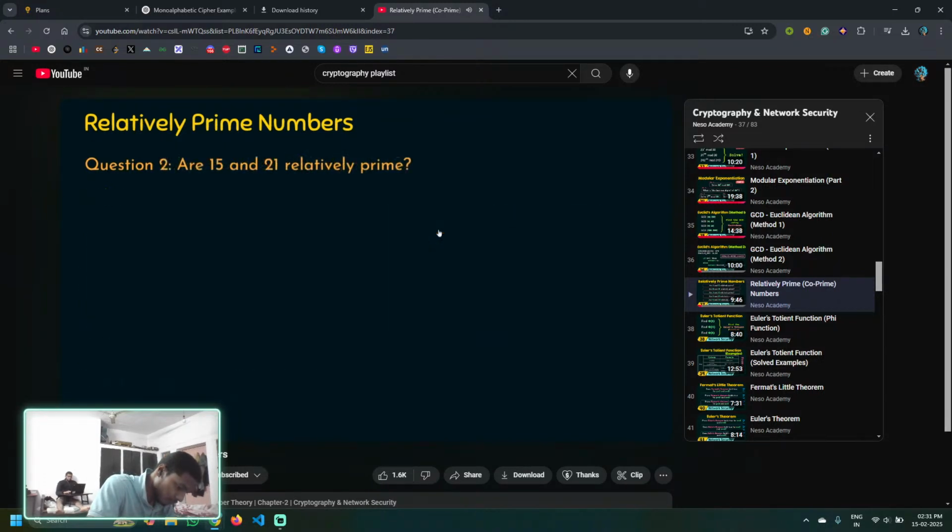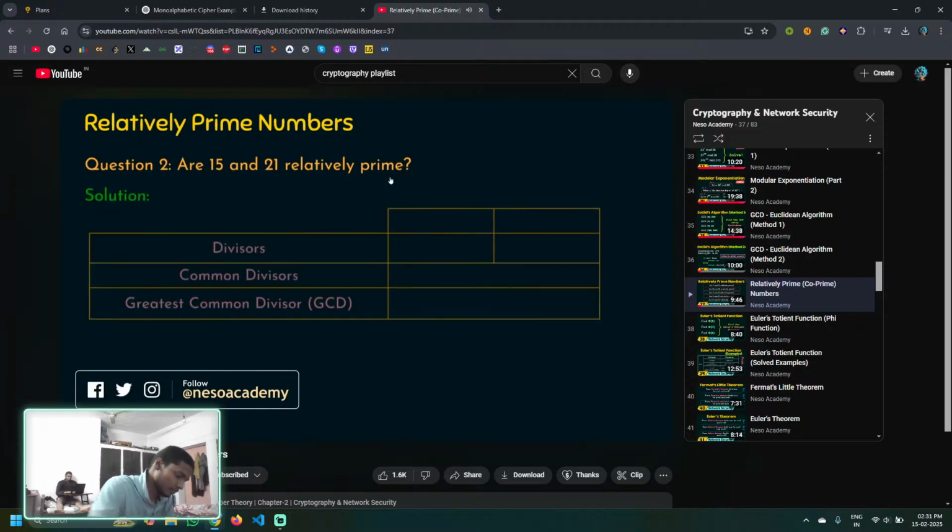Let's move on to question number 2. In this question, we are going to find whether 15 and 21 are relatively prime. We are going to follow the same manual approach: we are going to find the divisors, followed by the common divisors and the greatest common divisor. Let's solve this now. The first number is 15 and the second number is 21.